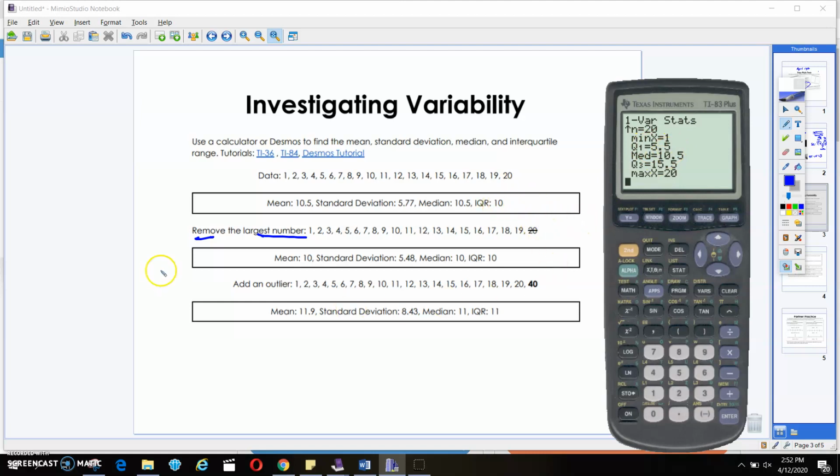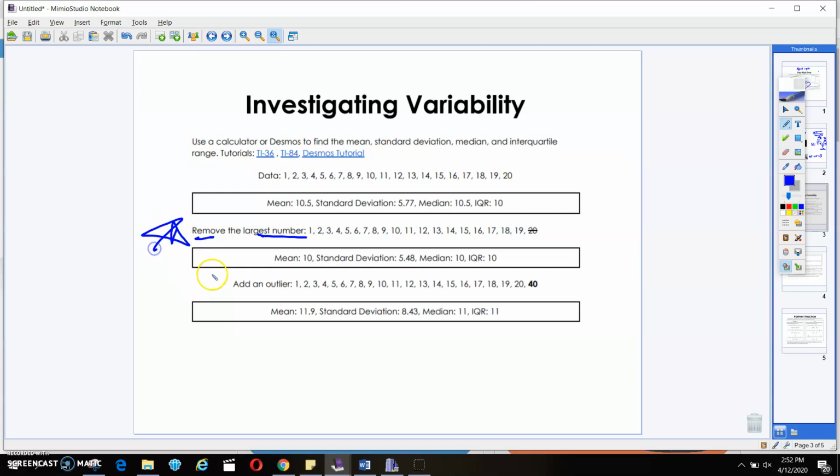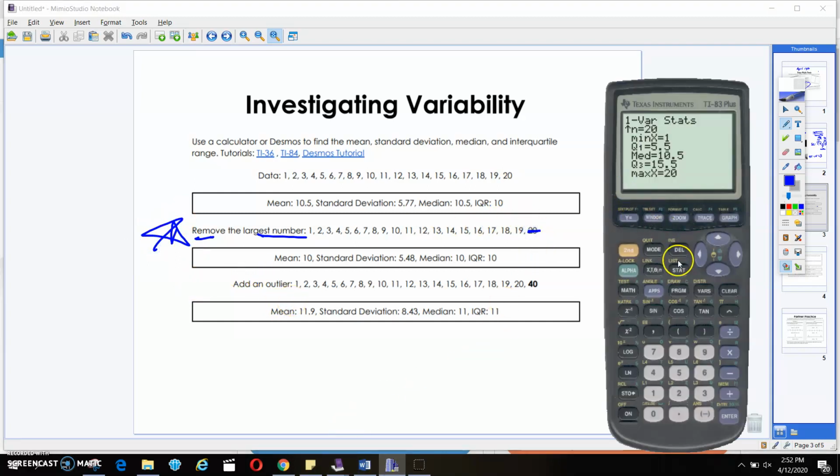Now, on this next example, it says remove the largest number. That means get rid of 20. So go back into your edit for your list: hit Stat, hit Edit, go down to where it says 20, and delete that number. Then hit Stat, go over to Calc, hit Enter again, and this pulls up all the statistics. And boom, it's the same stuff that's written right here.